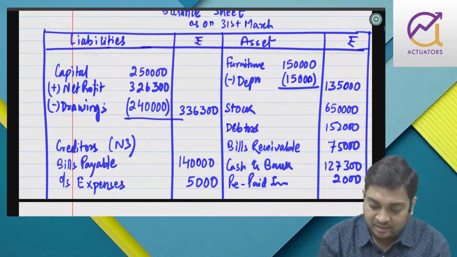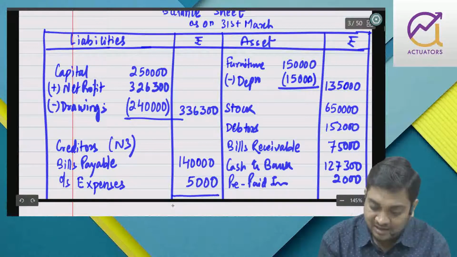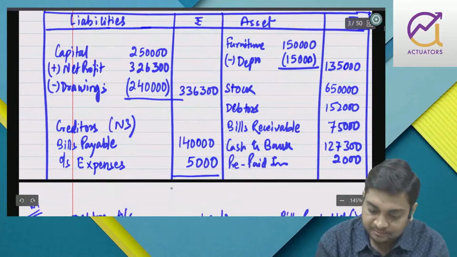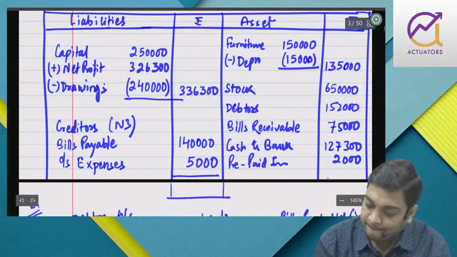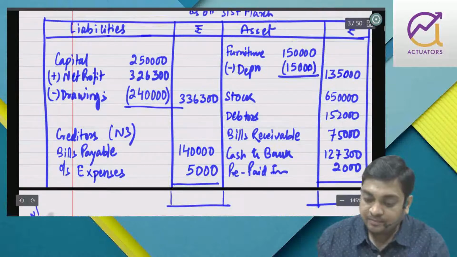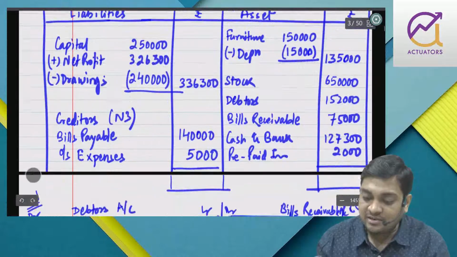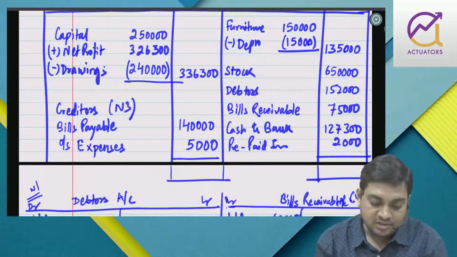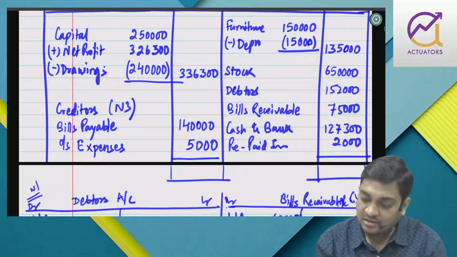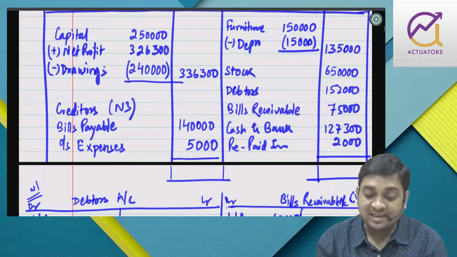So let us do one thing. Let us take the balance sheet total once, right? I'll just show you one thing, that it's a very good way of verifying things. There is only one figure missing in the balance sheet, right? So just take the asset side total first. 135, 6 lakh 50, provided you do not miss anything, right?